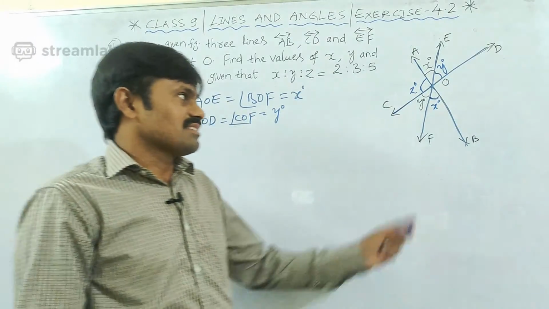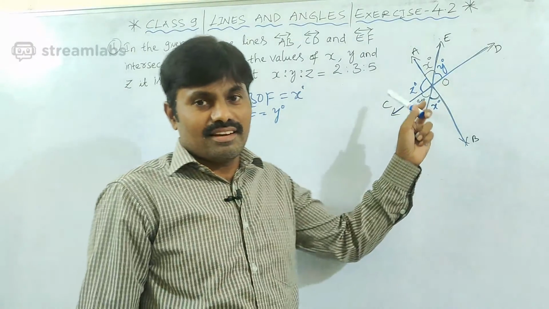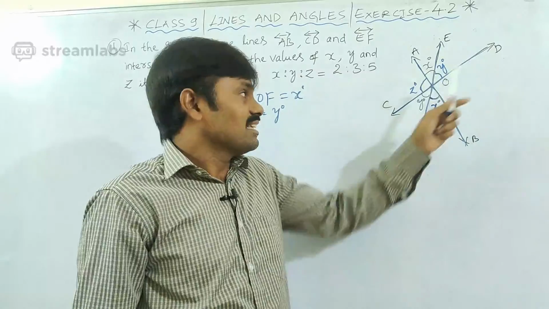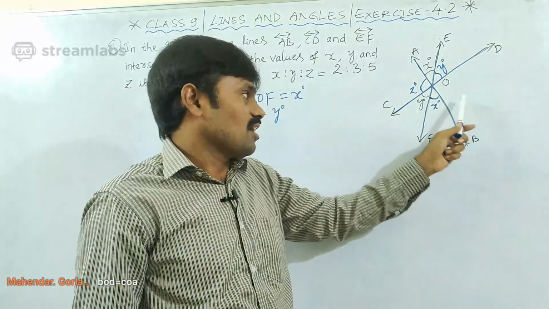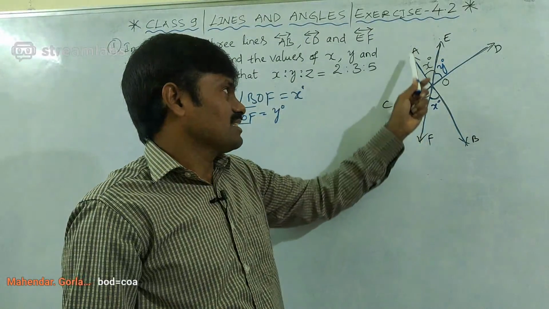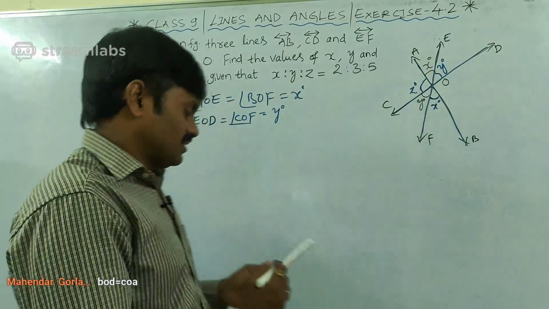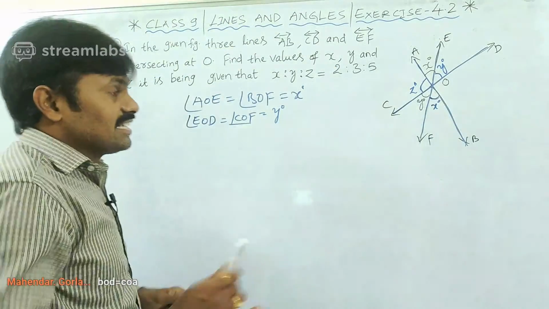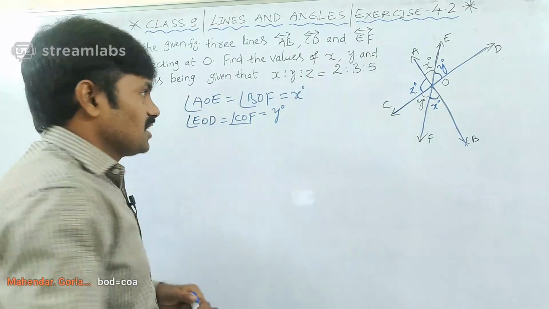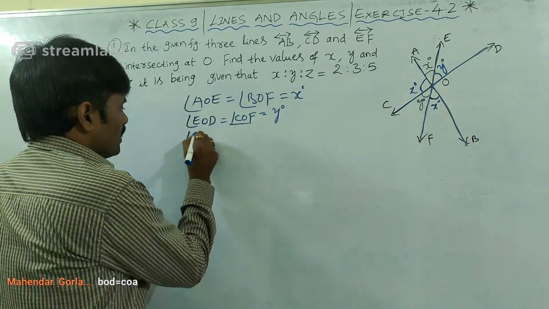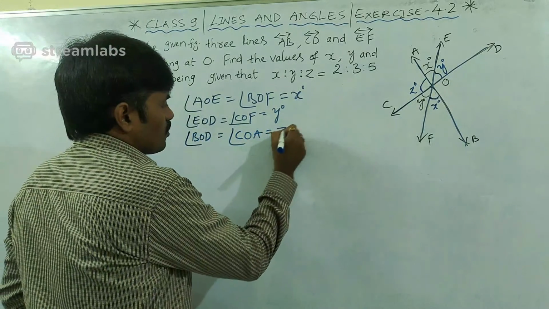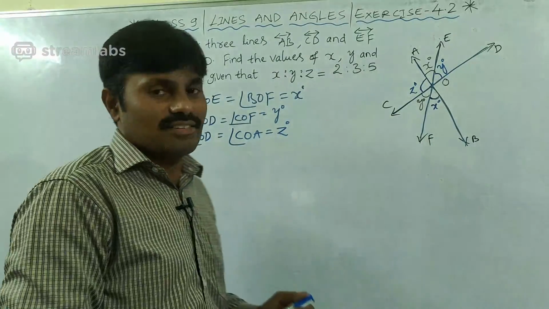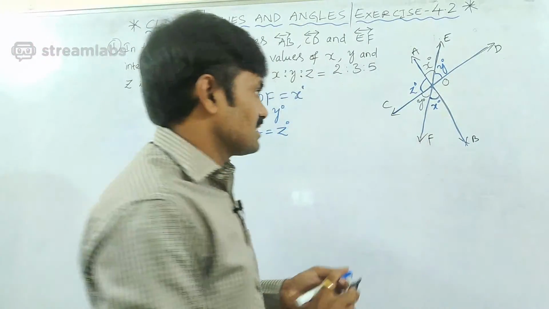Then further we can say that another vertically opposite angle is DOB. It is equal to its opposite angle, which is angle AOC, that is z degrees. So angle BOD is equal to angle AOC, that is equal to z degrees. How many degrees? z degrees. Okay, clear.